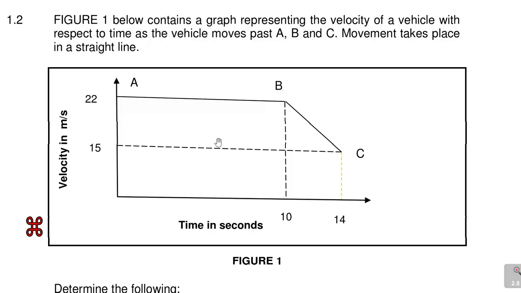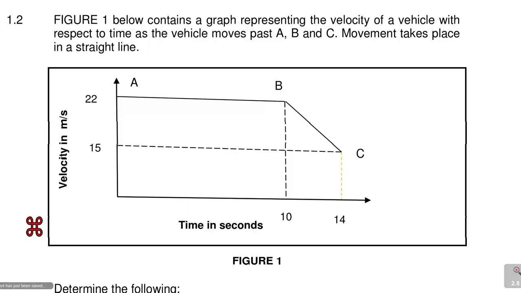Now question 1.2 says: figure 1 below contains a graph representing the velocity of a vehicle with respect to time as the vehicle moves past A, B and C. Movement takes place in a straight line. So they've given us a diagram. Let us study the diagram. They're saying figure 1 below, which is this diagram.